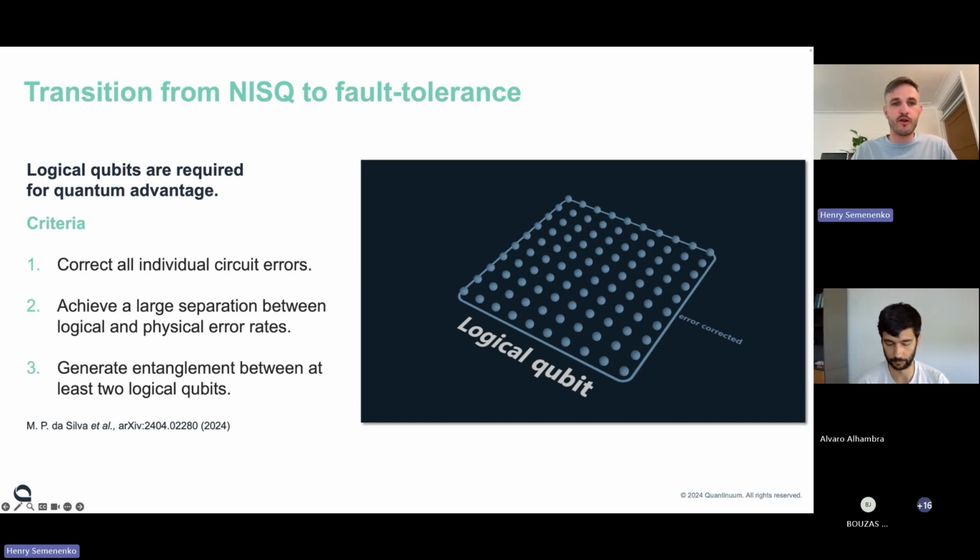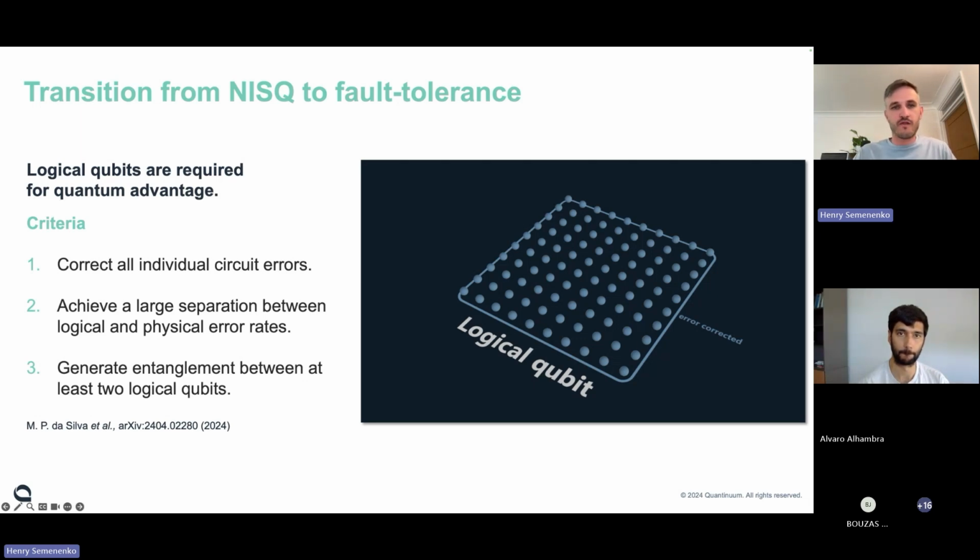The second criteria is to achieve a large separation between the logical and physical error rates. So we're not looking to generate logical qubits that are just at the physical error rate. We really need to have logical qubits that are much below our physical error rate, so that certainly as we scale this, we can push these errors much lower and have, again, higher circuit depths. And the final criteria here is to be able to generate entanglement between at least 2 logical qubits. And so what we want to be able to do is have logical qubits that we can interact with one another.